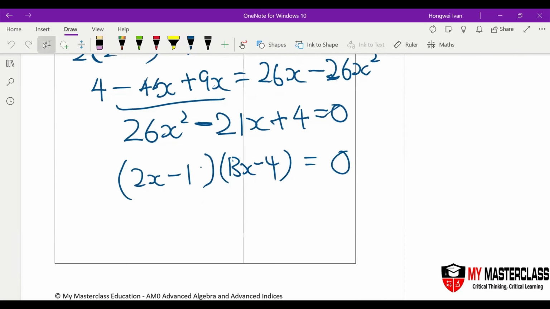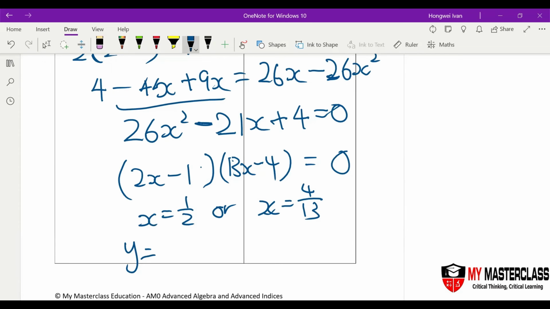You understand how I get the 13x minus 4? Because your calculator has limitations. And next time, even if you have a GC, still also use this calculator. Some things can use GC, some things cannot. Okay, this time this equals 0, so x equals half, or x equals all over 30.